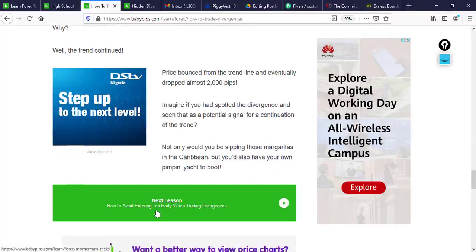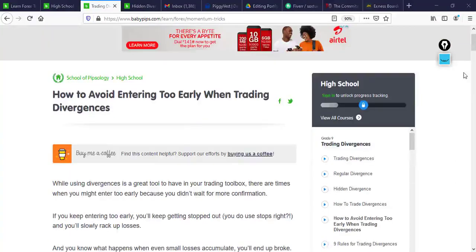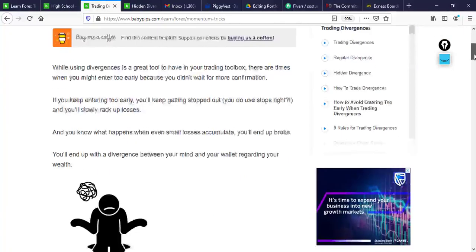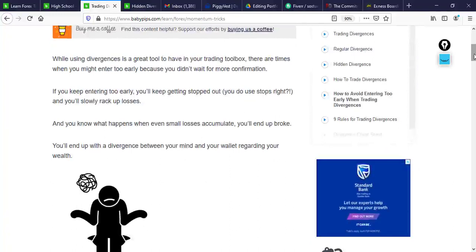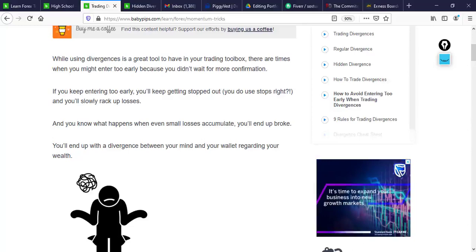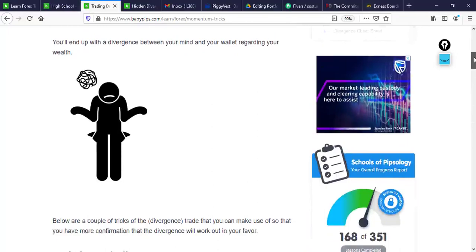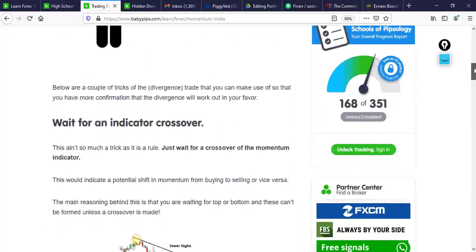Now let's take a look at how to avoid entering too early when trading divergences. So there are ways you can avoid this. One way to do this is to be patient. Of course, if you're not patient, if you jump the gun, you find that you experience so many stop outs, and so many stop outs will cause a divergence between your profit and loss and your take profit. Okay, so you don't want that to happen.